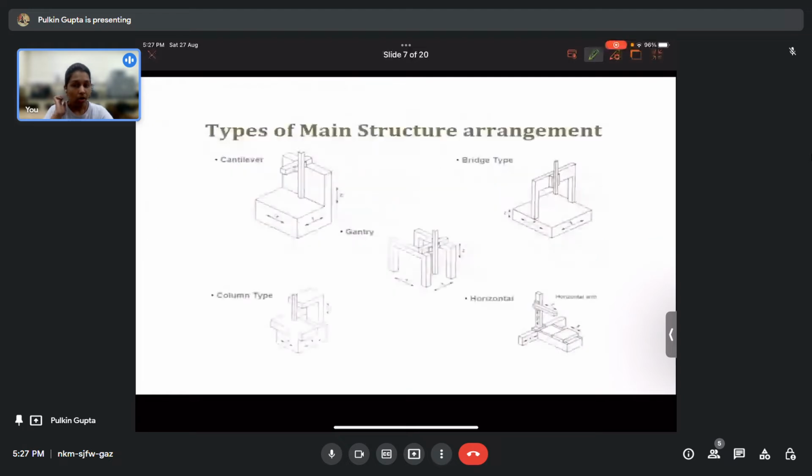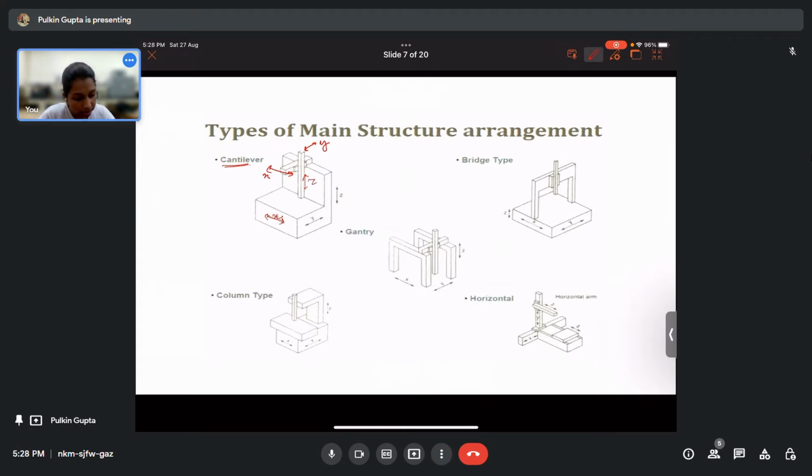Okay. Now we have different types of structures for this CMM. First is the cantilever type. So our CMM is of this cantilever type. The CMM that you have seen in the demonstrations is of this cantilever type. So in this you have the X motion along this direction as is visible. For Y, this moves along this direction, and Z is the movement along this direction. So for X, this bar is moving along this direction.